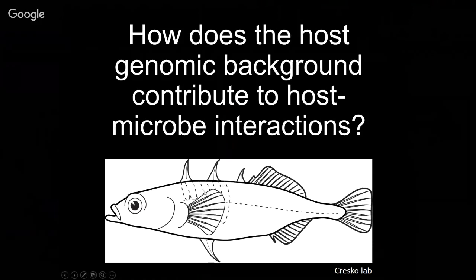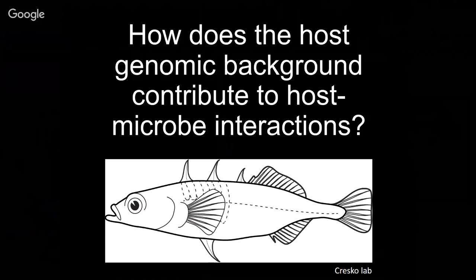This fish is actually characterized by these spines. That's why it's called three spines. They have three spines here. They've long been used as a model for host microbe interactions. They've long been used as an evolutionary model, and I'll talk about that in just a minute.